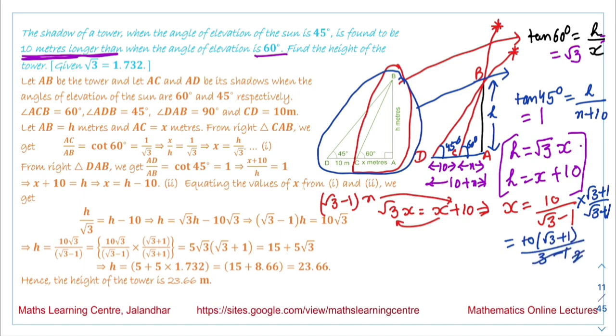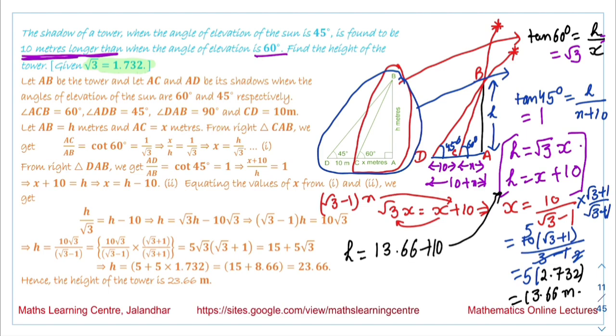This becomes 2. These two get cancelled and we are left with 5. So the answer we are getting is 5 into the value of square root 3 plus 1, where square root 3 is given to be 1.732. So it is 2.732, that is equal to 13.66 meter. Now we want to calculate the value of h. So the value of h that we will get is 13.66 plus 10. We are substituting this value in the second equation and we get 23.66 meter. So this is the value of h, that is the height of this tower.